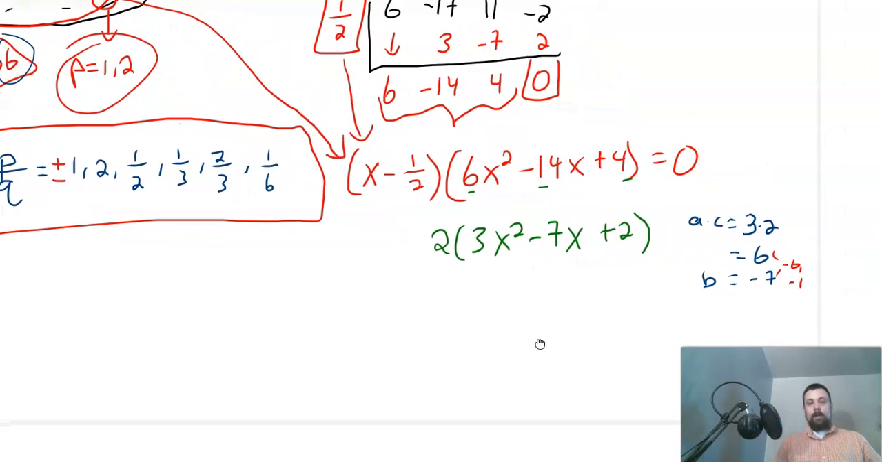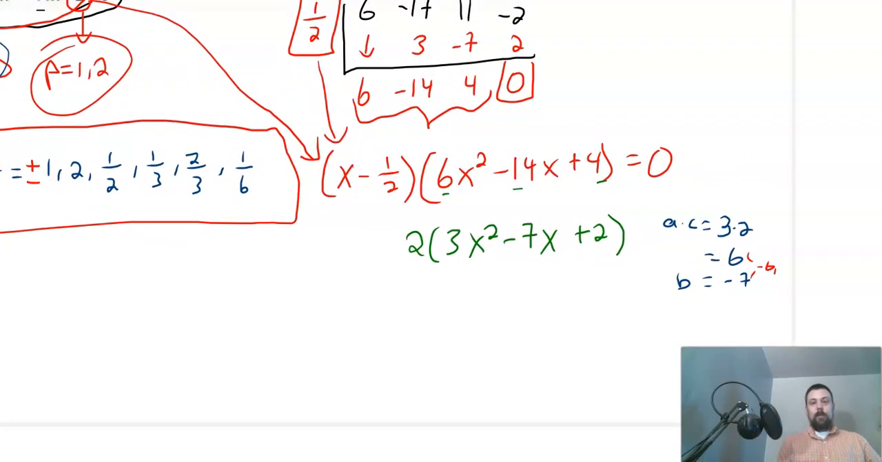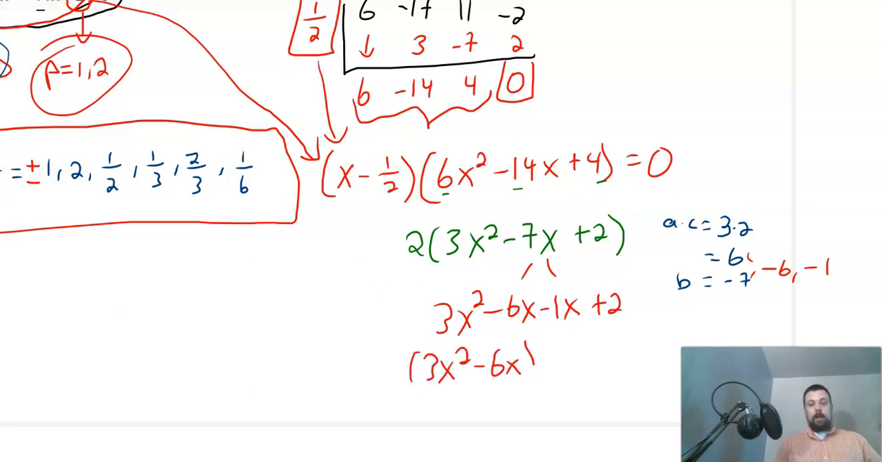Let me just rewrite those so they're a little more legible. So negative 6 and negative 1. That means I rewrite the middle term as negative 6x minus 1x. The first term stays the same. The last term stays the same. And then we're going to do factor by grouping. So 3x squared minus 6x in one group, negative x plus 2 in the other group.